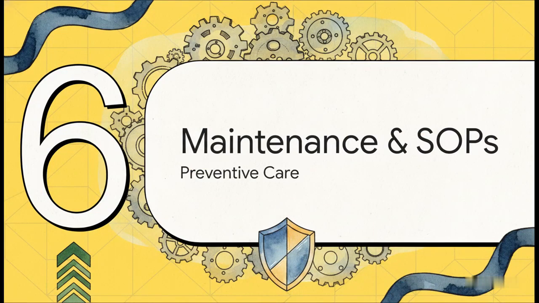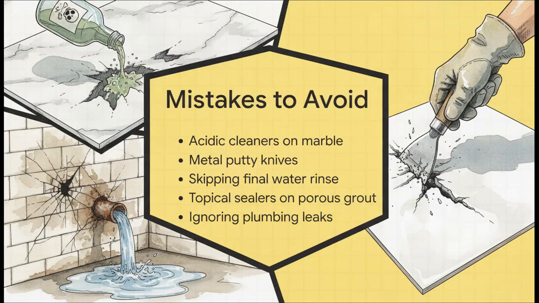Finally, Module 6, Preventative Maintenance and SOPs. Let's protect your investment. First things first, we must eliminate catastrophic DIY mistakes. Using acidic cleaners, even basic household vinegar on natural calcium-based stones like marble, that will permanently etch and destroy the surface. Ditch the metal putty knives, they just scratch porcelain glazes. Always, always perform a final water rinse because chemical residues actually attract dirt. And never ignore underlying plumbing leaks or failing silicone. Let me be perfectly clear, no amount of scrubbing will ever fix a structural moisture problem.